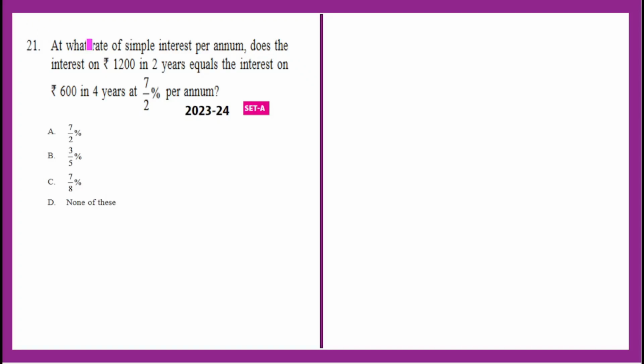This one, we have to calculate the rate of simple interest per annum on rupees 1200. It is given that the interest on rupees 1200 in 2 years equals the interest on rupees 600 in 4 years at 7/2% per annum. Now we know that the equation for finding simple interest is I equals PRT by 100.